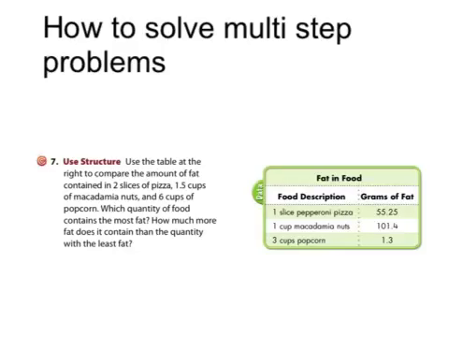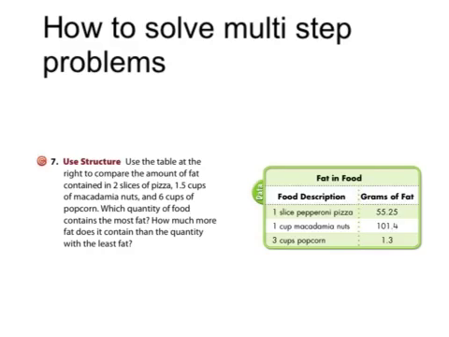How to solve multi-step problems. Use structure. Use the table at the right to compare the amount of fat contained in 2 slices of pizza, 1.5 cups of macadamia nuts, and 6 cups of popcorn. Which quantity of food contains the most fat? How much more fat does it contain than the quantity with the least fat?